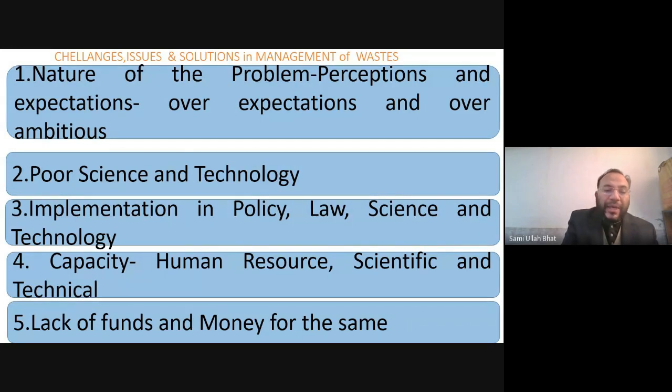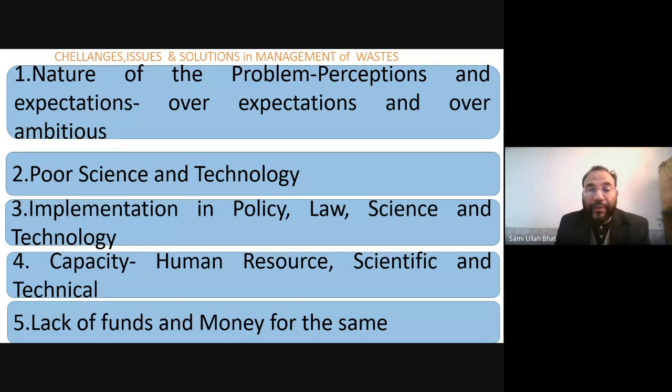Capacity, human resource, scientific and technical. Another issue we are facing is whether we have the might of capacity building in terms of human resource. Do we have enough scientists? If I give an example, how many scientists do we have in Jammu and Kashmir who are working on these lines? You will see very few. Technical persons have to be there. This is a challenge, and we need to think about how to upgrade our human resource, our science and technology, so that they can offer solutions.